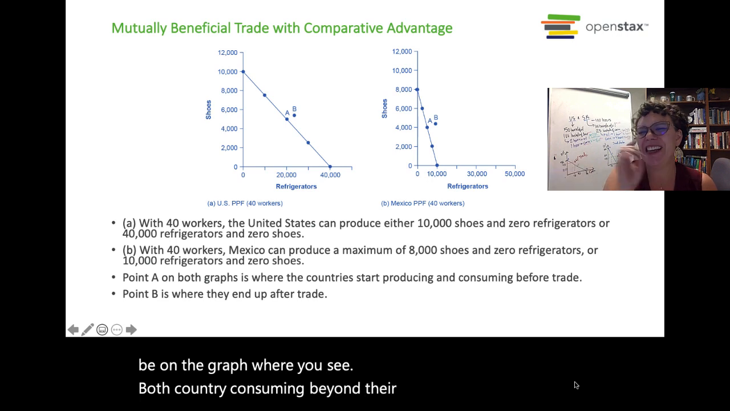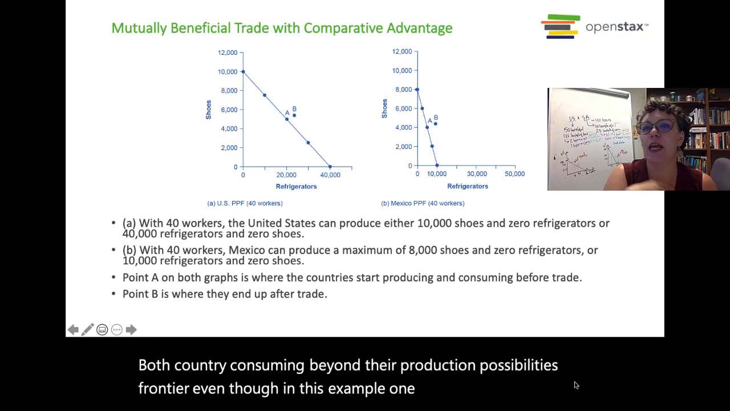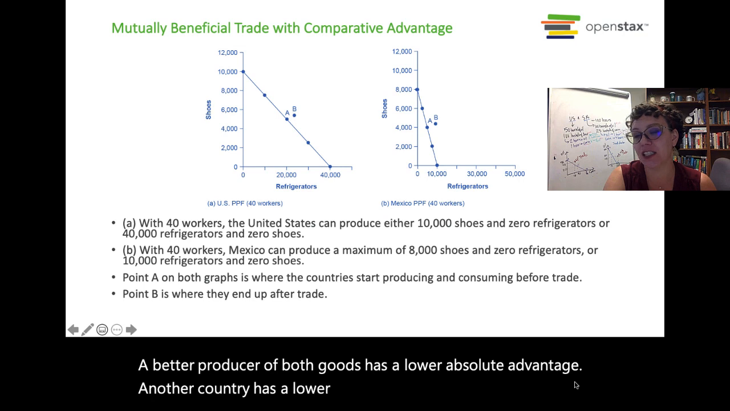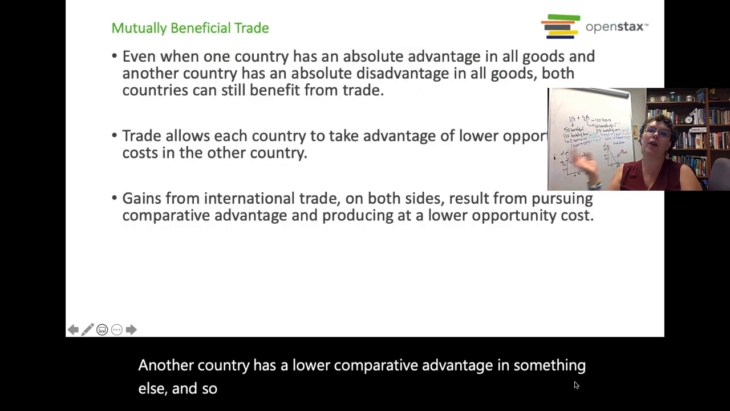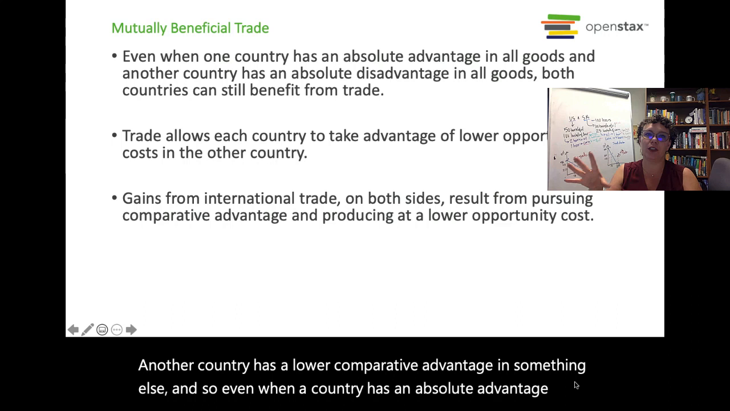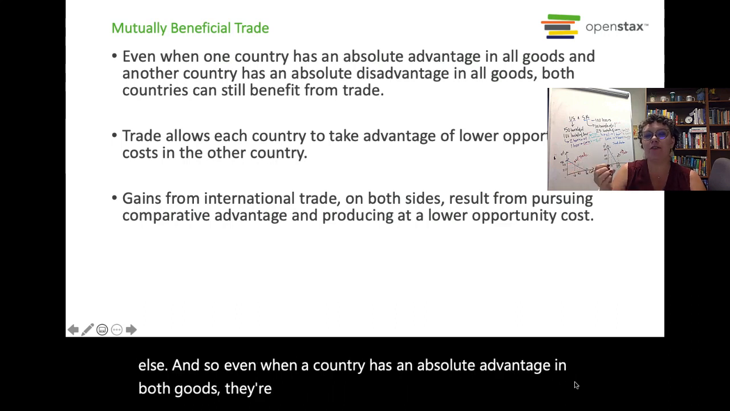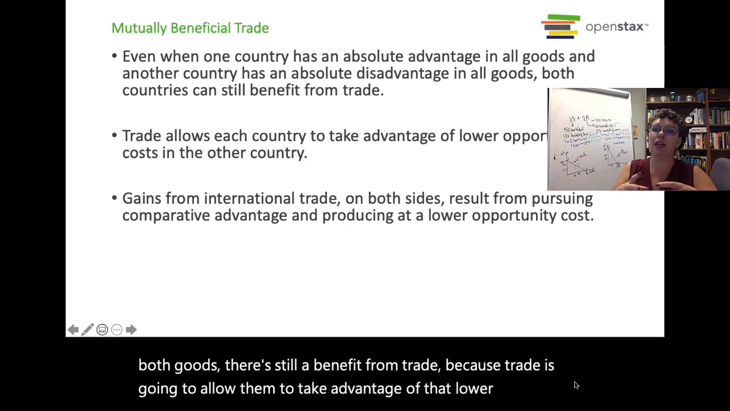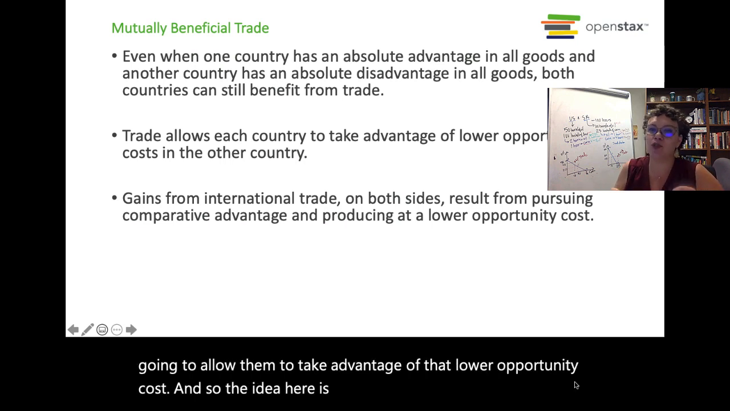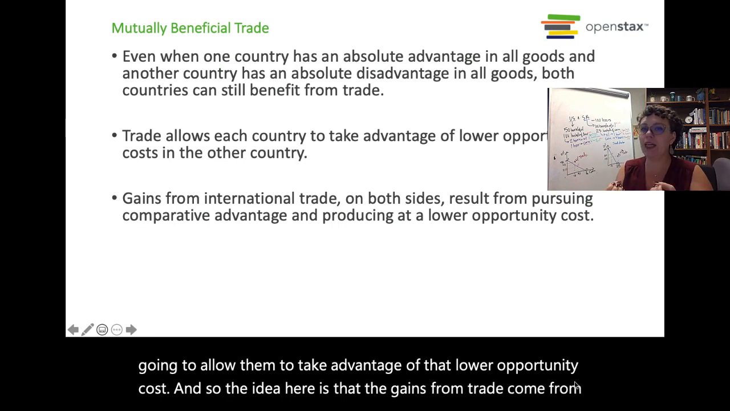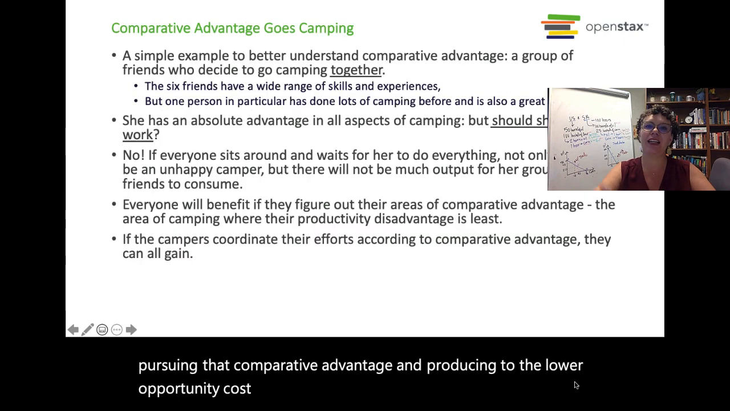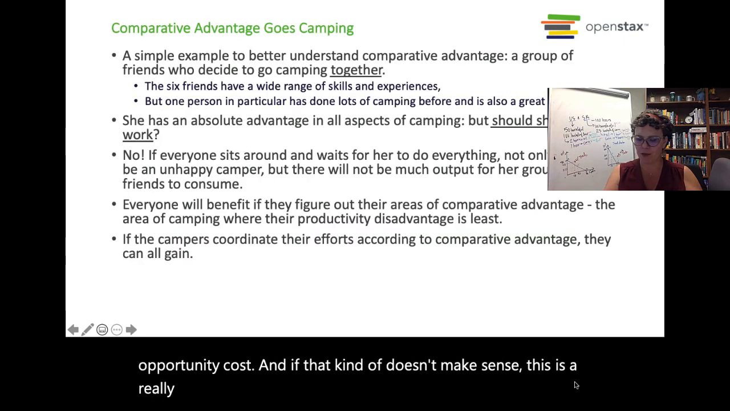Where you see both countries consuming beyond their production possibilities frontier, even though in this example, one country is a better producer of both goods, has a lower absolute advantage, another country has a lower comparative advantage in something else. And so even when a country has an absolute advantage in both goods, there's still a benefit from trade, because trade is going to allow them to take advantage of that lower opportunity cost. And so the idea here is that the gains from trade come from pursuing that comparative advantage and producing to the lower opportunity cost.